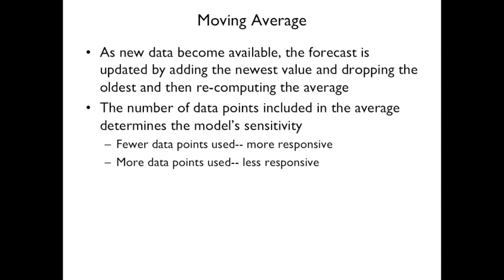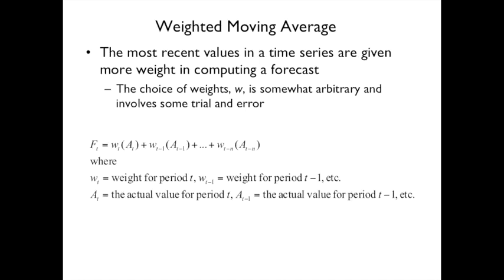The sensitivity of the model is that fewer data points is more responsive, more data points is less responsive. So if you have a big jump or it's trending upward fairly fast, the moving average will always be behind. But if you're averaging in fewer data points, it'll be more responsive, actually be more accurate, but it's also more susceptible to random variation if you have fewer data points.